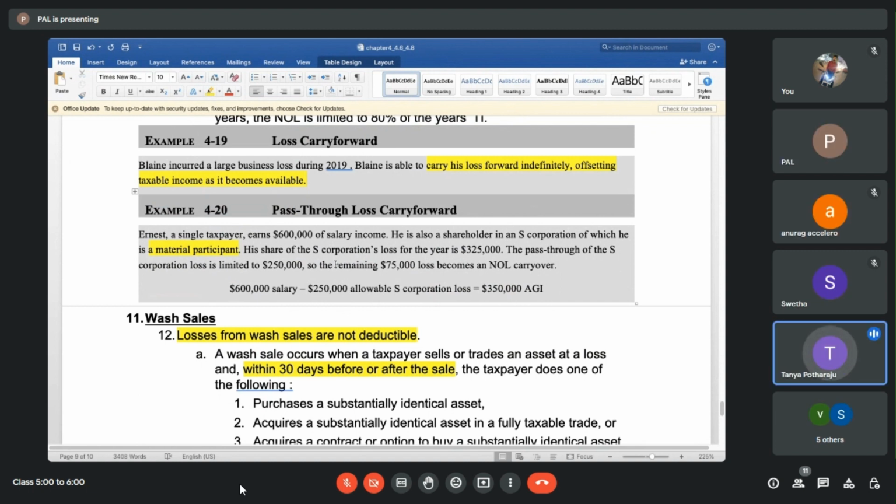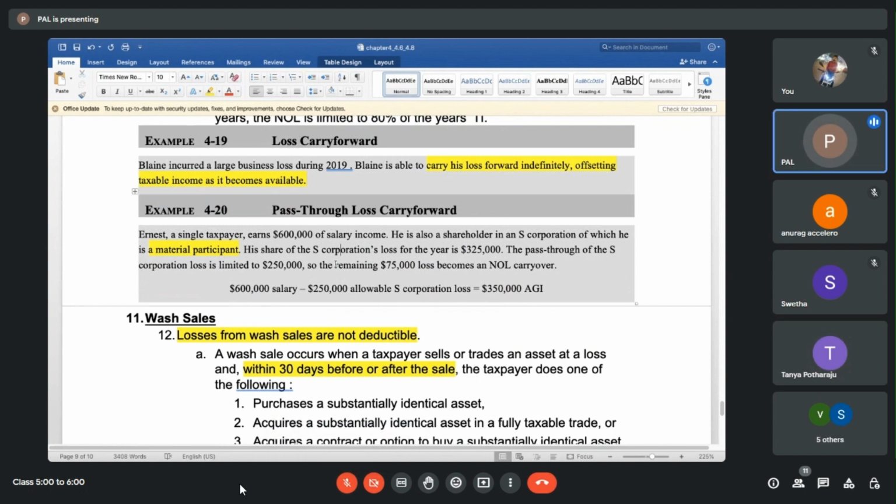Ernest, a single taxpayer, earns 600,000 of salary income. He is also a shareholder in an S corporation of which he is a material participant. His share of S corporation loss for the year is 325,000. The pass-through of the S corporation loss is limited to 250,000, so the remaining 75,000 loss becomes an annual carryover. 600,000 salary minus 250,000 allowable S corporation loss, 350,000 is the AGI.